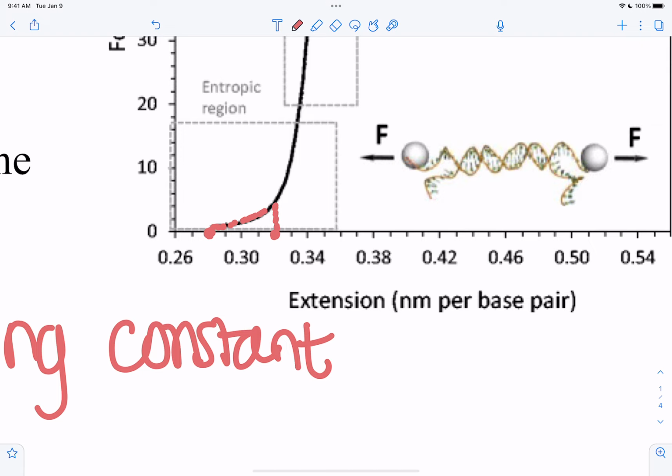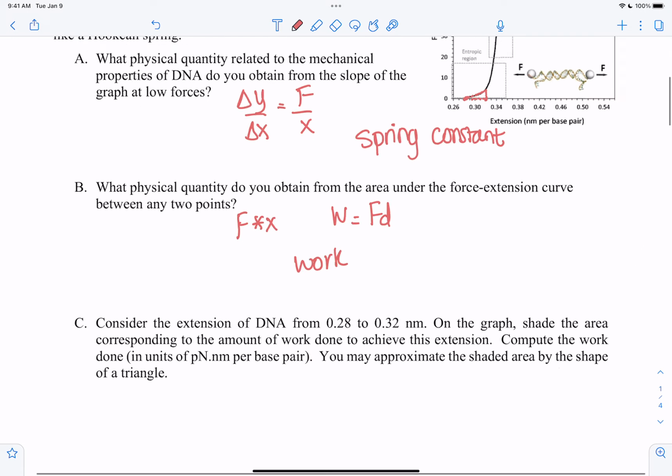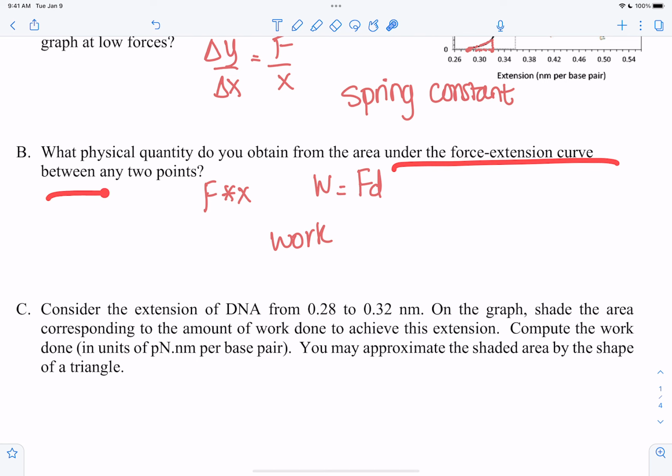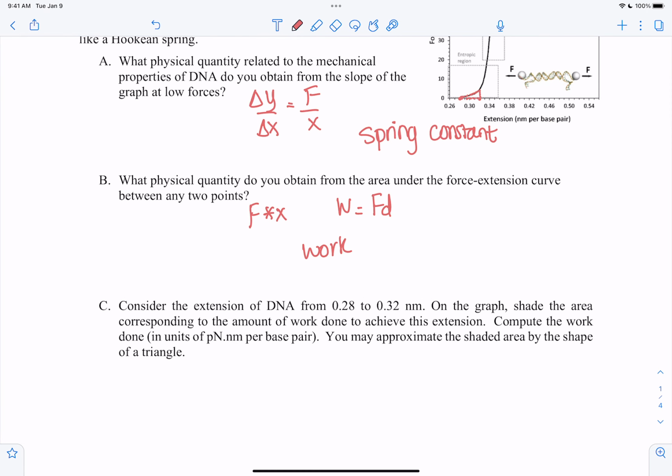So roughly this little triangle here, right? Now, once again, we need to find the area, because remember, the area underneath the force extension curve, force times distance, is going to give you work, right?